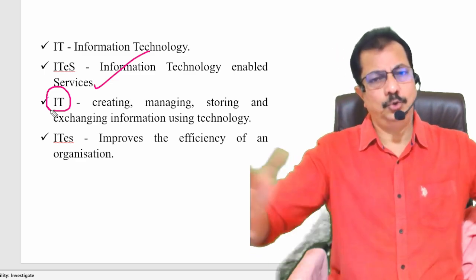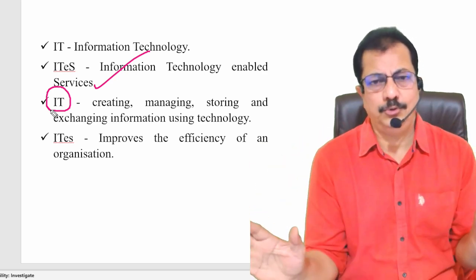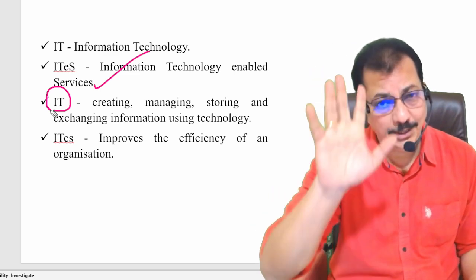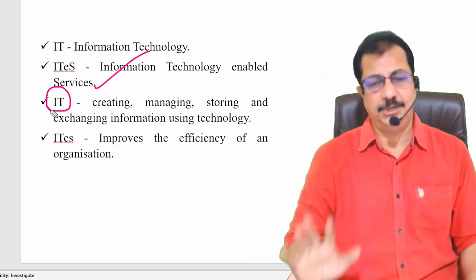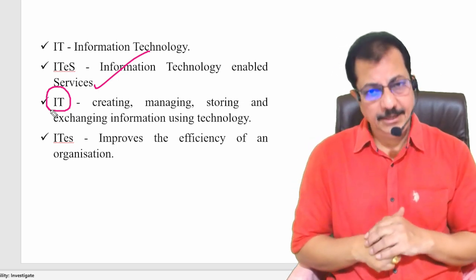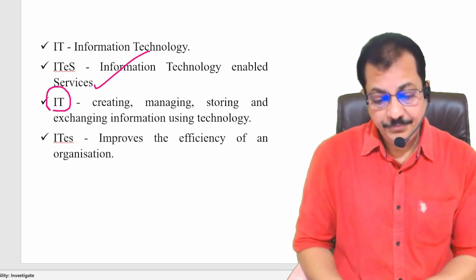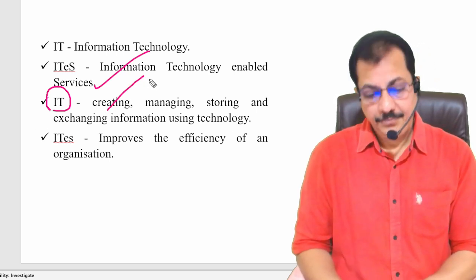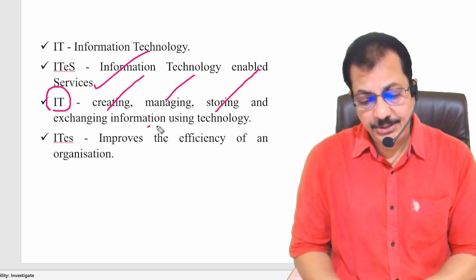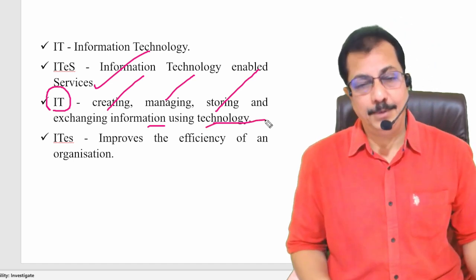So you have so many crores of people in India, and government is not interested to know the information of all the people. Government wants the information of only those people who took birth in the year 2010. So that can be retrieved easily. That is possible because of the information technology. That is the reason why. So with information technology, you are creating, you are managing, you are storing and exchanging the information using the technology, that is called information technology.